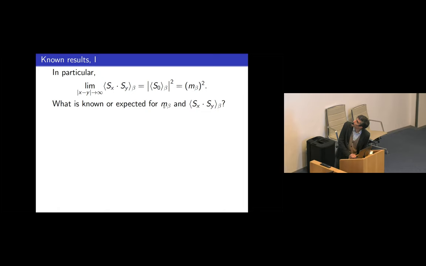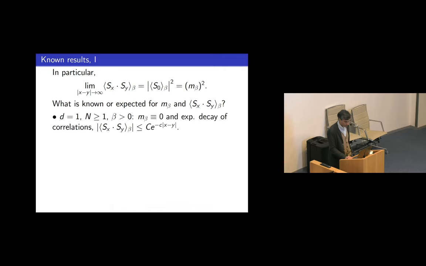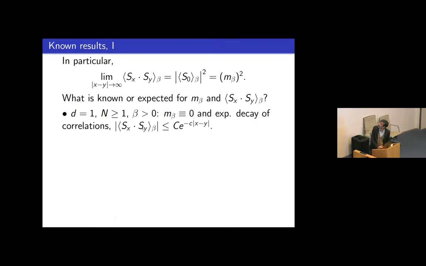So let me briefly review what is known or expected for the m_beta and this two-point function for various choices of the dimension, the temperature, and the number of components of the spin. So let me start with some very easy facts. If we are in one dimension, any number of components, any temperature, then it's well known that there is no phase transition for the model, in particular no spontaneous magnetization, exponential decay of correlations, that is, the absolute value of the averaged S_x, S_y is smaller than this exponential. Here, the constants will depend on beta.